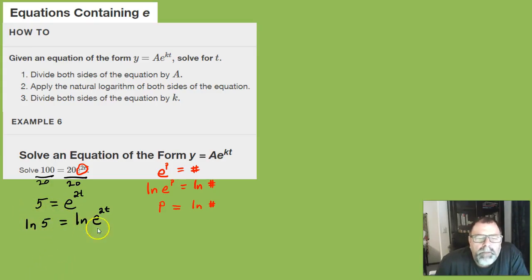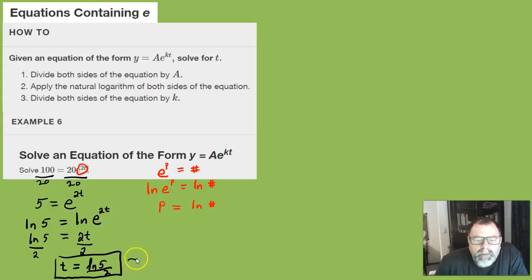Okay, this is just a number. ln and e cancel each other, and you just get 2t, sorry, equals ln of 5. And then my last step, I want to solve for t, so divide both sides by 2. And then I'm going to flip this around. So t is equal to the natural log of 5, again, I like to use a script, ln of 5 divided by 2. Okay, and that's my answer, the exact answer.